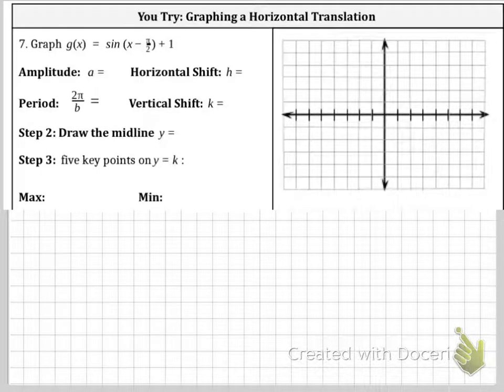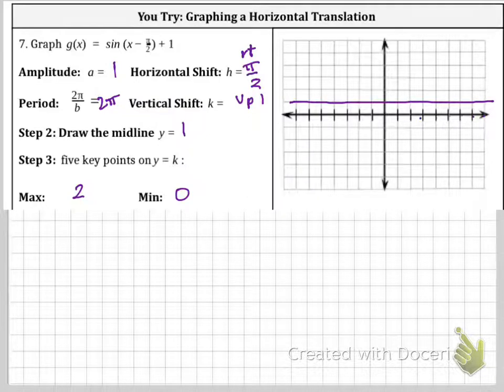So for this example, if you tried it out, our amplitude is still going to be 1. Horizontal shift, it's going to go right pi over 2. Period is 2 pi, and then it's going to shift up 1. So our midline is y equals 1 here. And our maximum then will be 2. Our minimum will be 0. And I need to label my point as shifting over pi over 2.